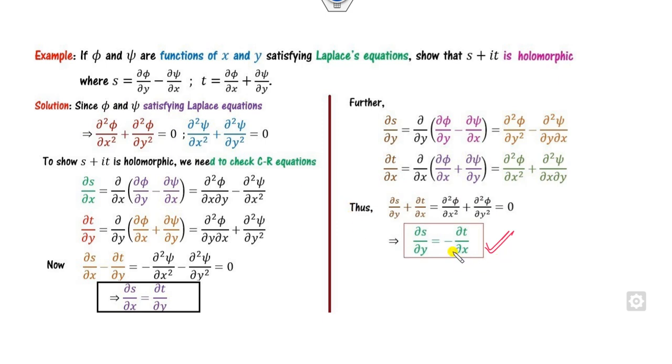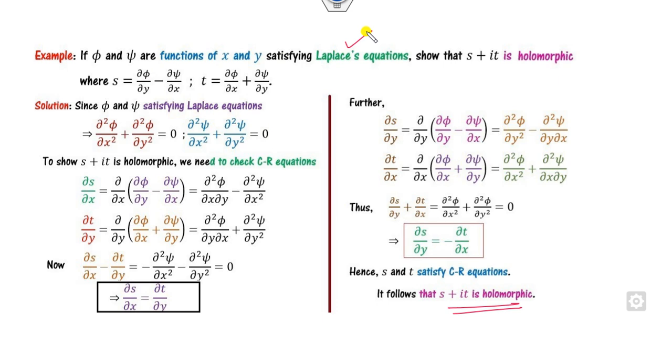Therefore, what is the meaning of that? S and t satisfy my CR equations. So therefore it is a holomorphic function. That's true. You also need to prove whether their partial derivatives are continuous or not, but since they already satisfy the Laplace equation, s and t have continuous partial derivatives. So this is the way you can solve all these harmonic function problems and develop the conjugate harmonic function.